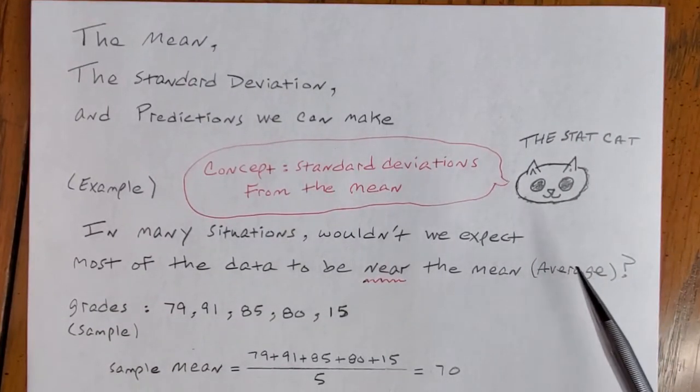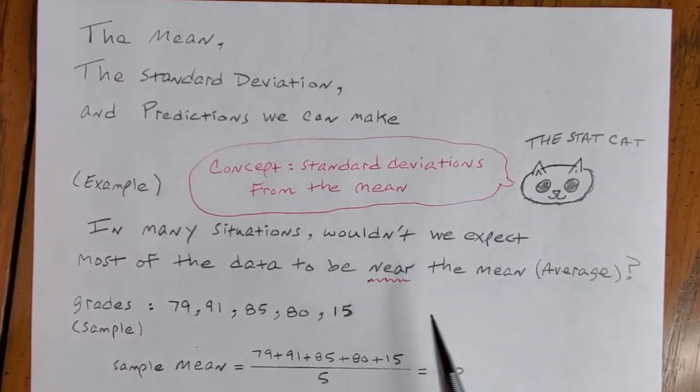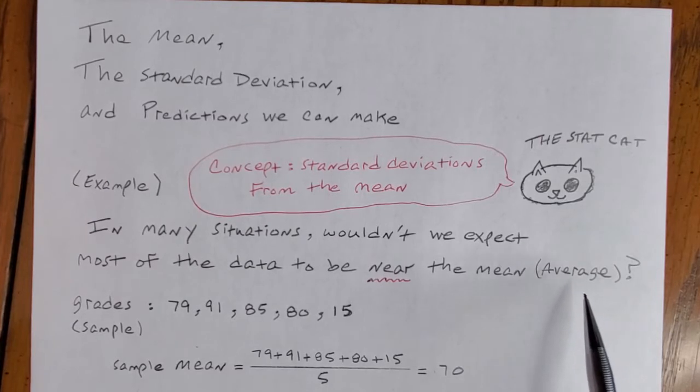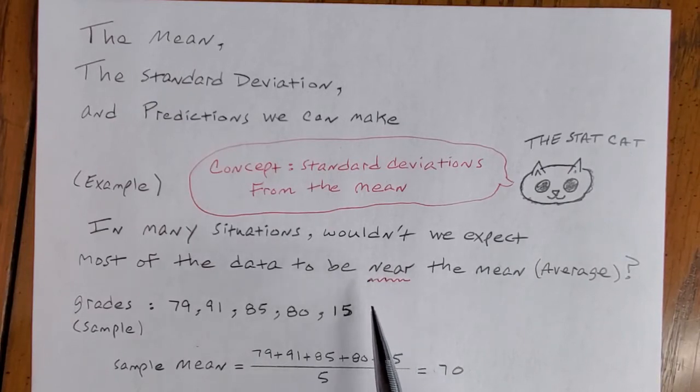We have a general expectation that in most situations we would expect most of the data to be near the mean or near the average. Whatever the average is, most of the data is going to be close to that. But notice how I underline the word near. That's not a very mathematical word. It's like the word heavy is not very mathematical, but the number 200 pounds is mathematical, okay? So we need some way to put a number on that. We think most of the numbers are going to be near the average, but what do we mean by near?